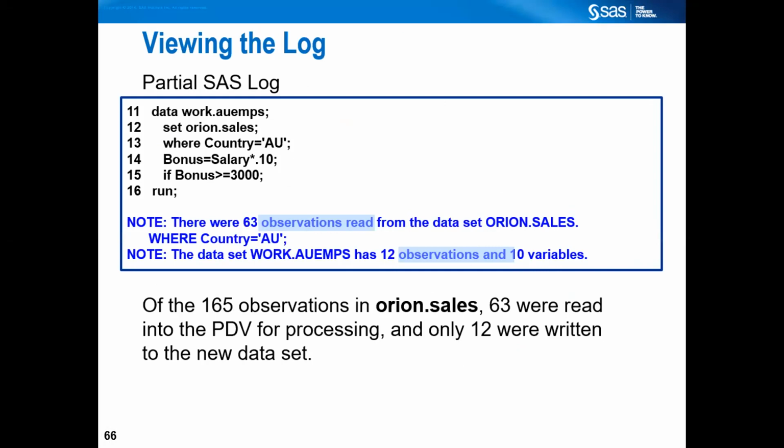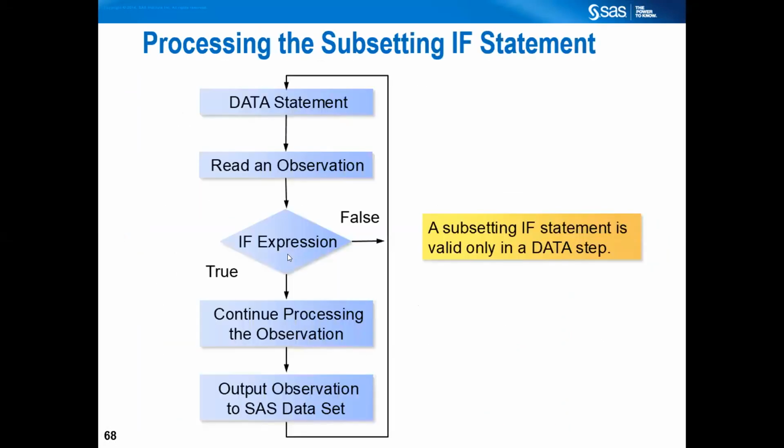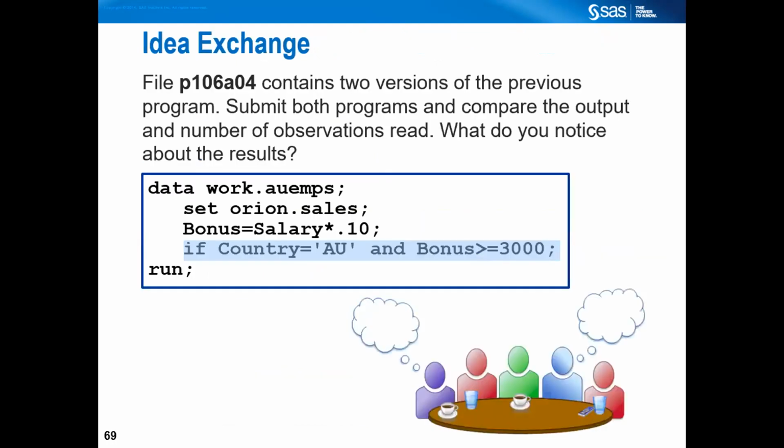If this is clear, this is the same flow chart. When it is processing your data step, it reads an observation. When it comes to an expression, if the expression is true, it will go ahead and continue processing your data step. But if it is false, it goes back to reading the upcoming rows from your data step.